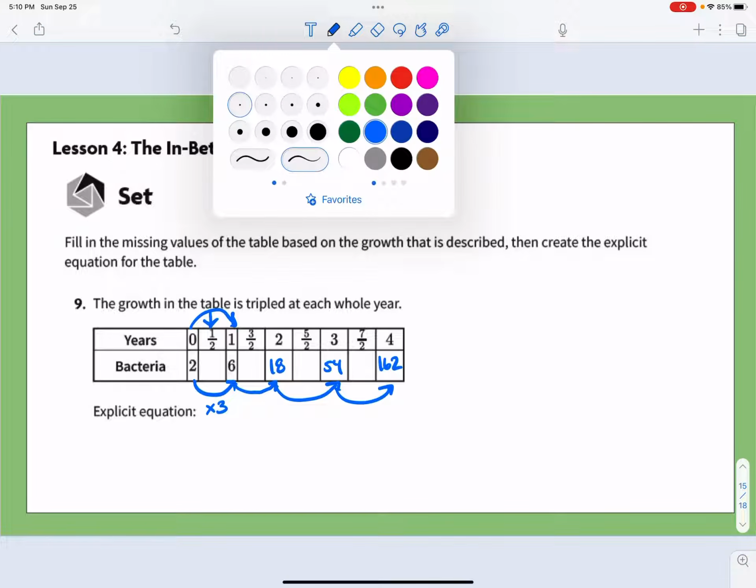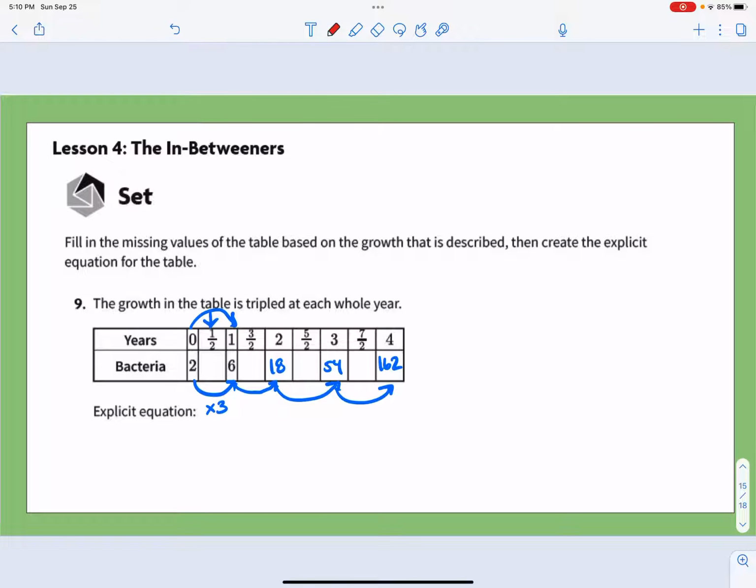But I also want to get the in-between values, right? I want to say what's happening in between there. Okay, so to do this, what's helpful is I know that it's tripled at each whole interval, which is great. But at this point, the question is what's happening at the 1/2 interval? Well, let's think of it this way. Let's look at our equation.